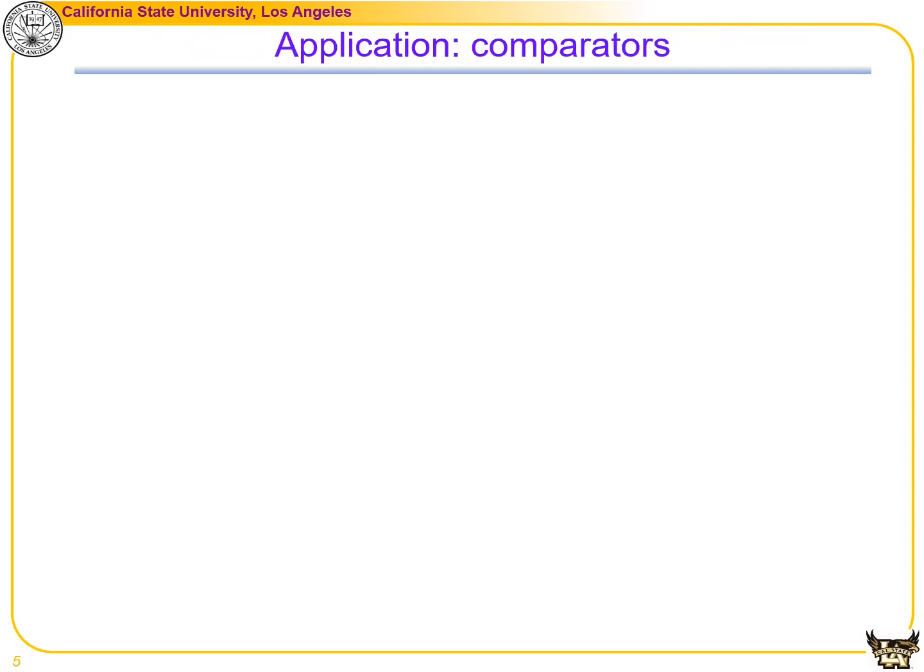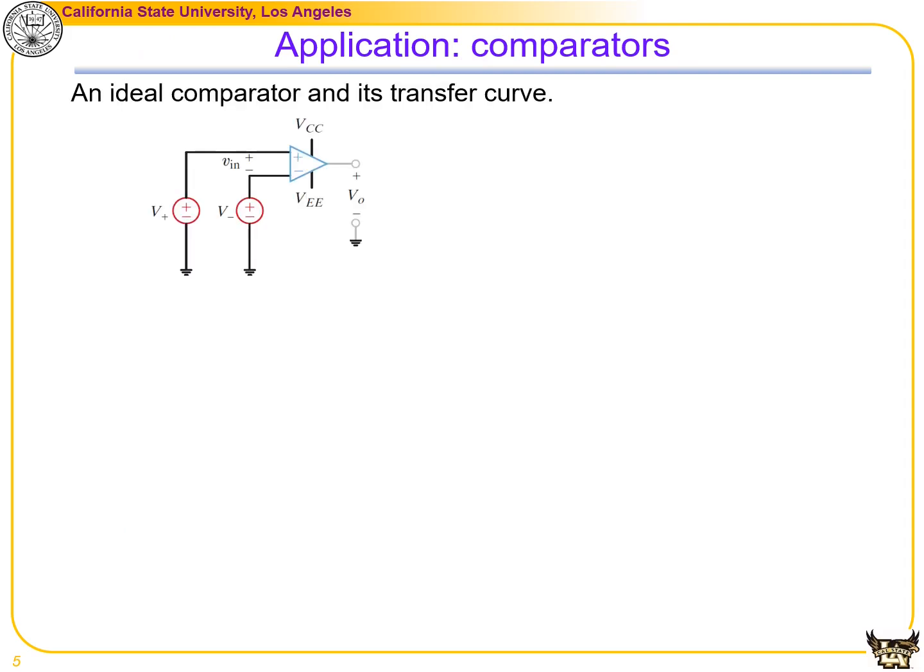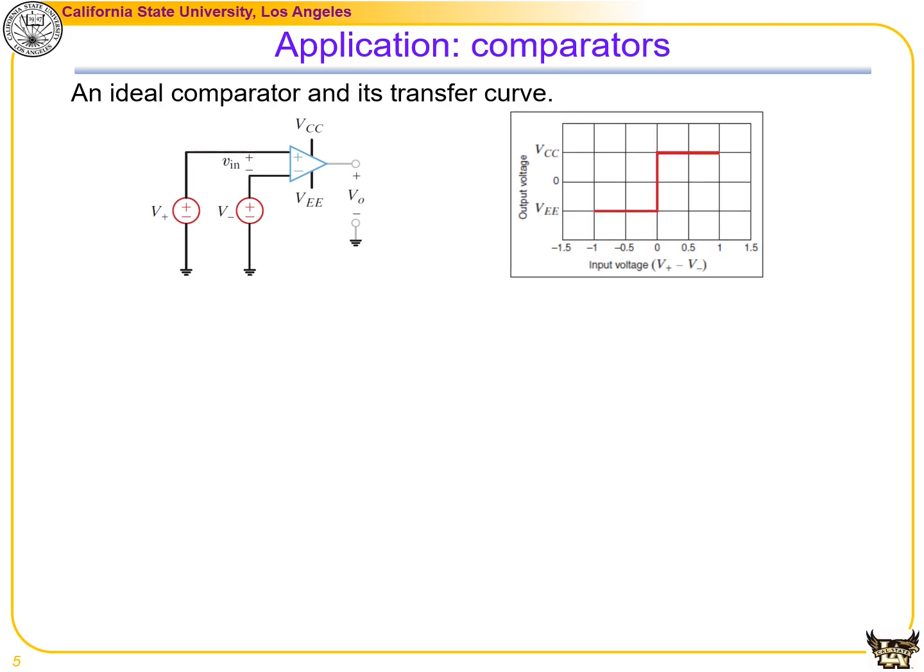Let's look at one application, comparators. Here is an ideal comparator and its transfer curve on the right. In a comparator application, one signal is connected to the V plus node and the other signal to the V minus node. We know that if V plus is higher than V minus, the output will be VCC, which is also shown in this transfer curve. So when V plus minus V minus is greater than 0, the output will be VCC. Otherwise, if V plus is less than V minus, we will have the output of VEE, on the transfer curve in this section.